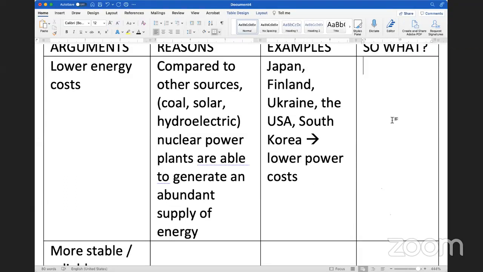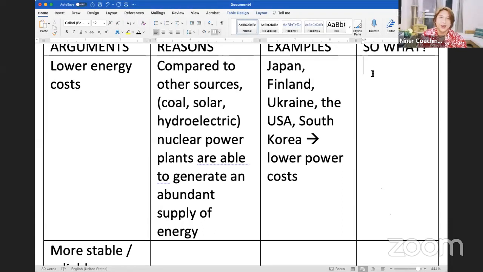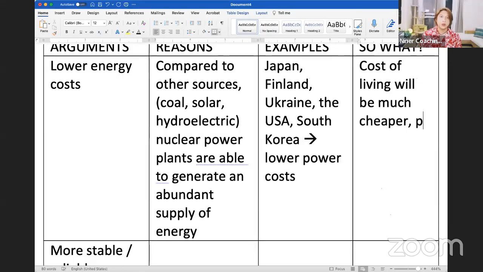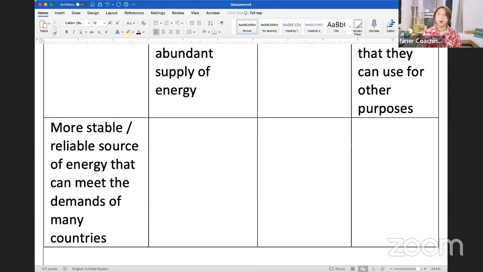All right, so if the power cost is much cheaper, what is the result of that? Okay, so lower cost of living. What can you do with the money that you're able to save? All right, so there you go. So the cost of living will be much cheaper. People will be able to save more that they can use for other purposes. Okay, let's move on to more stable or reliable source of energy.